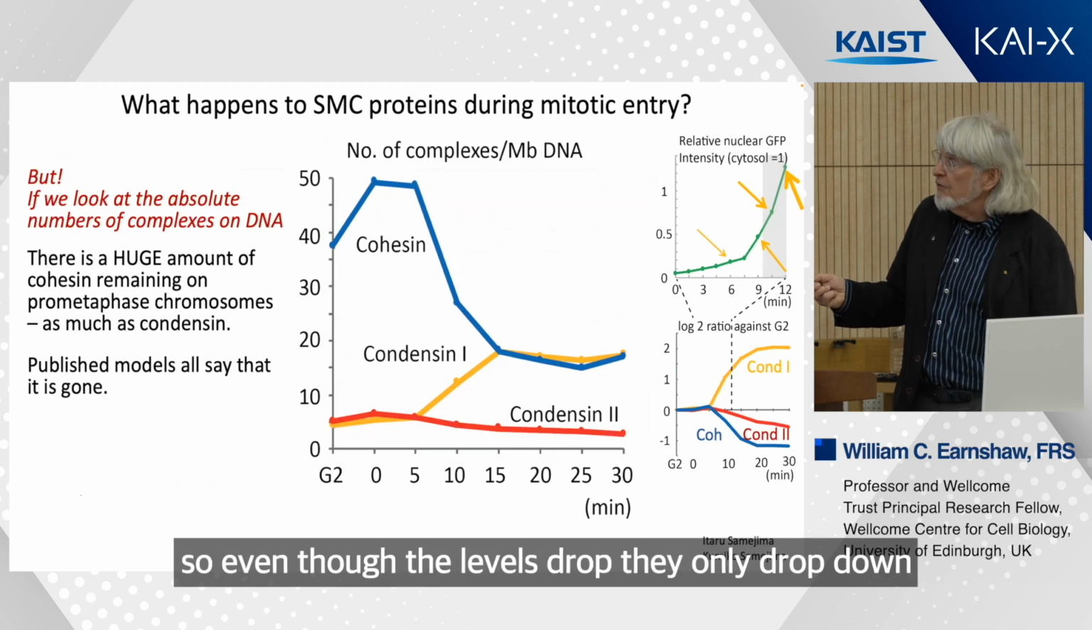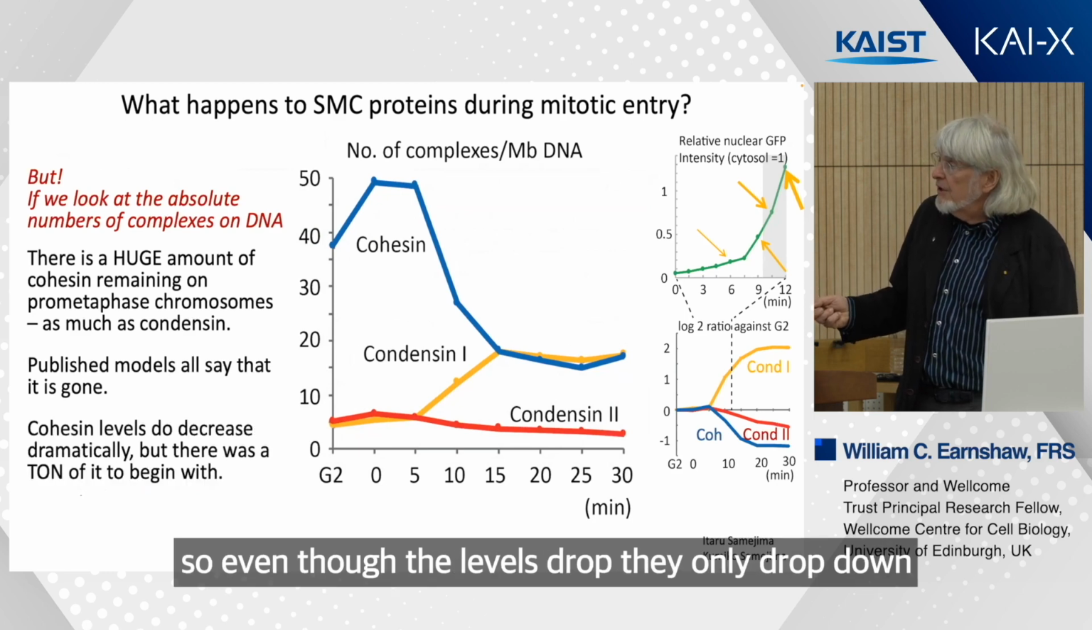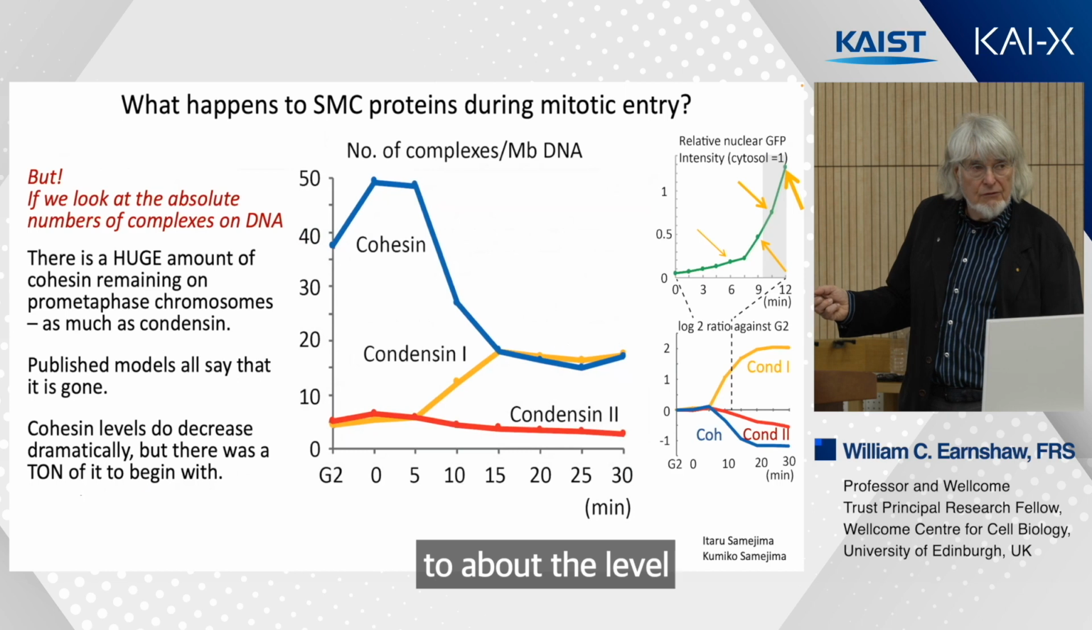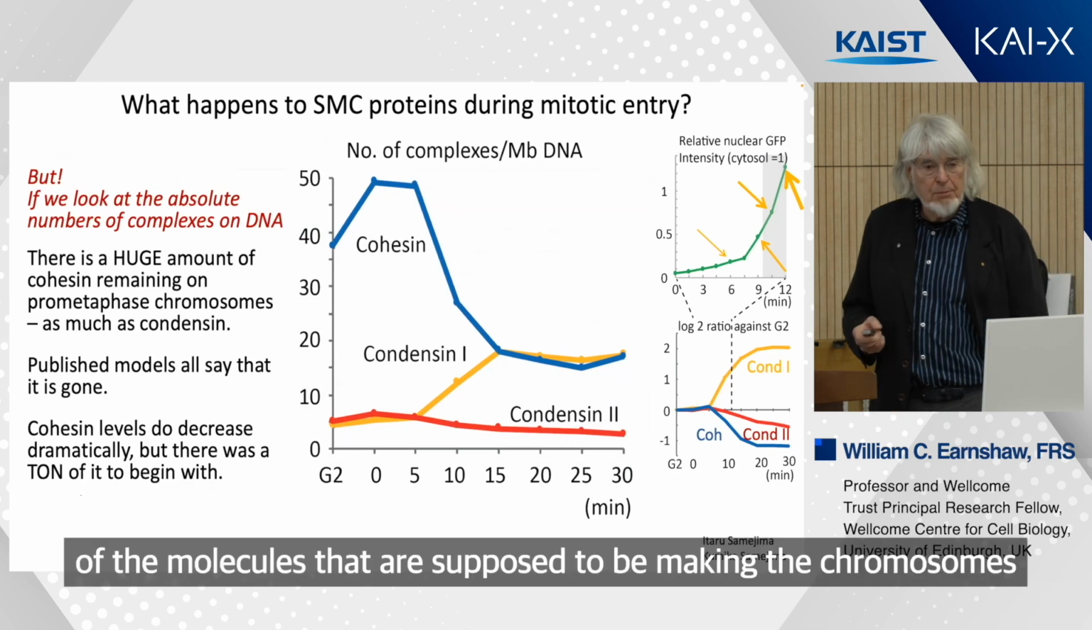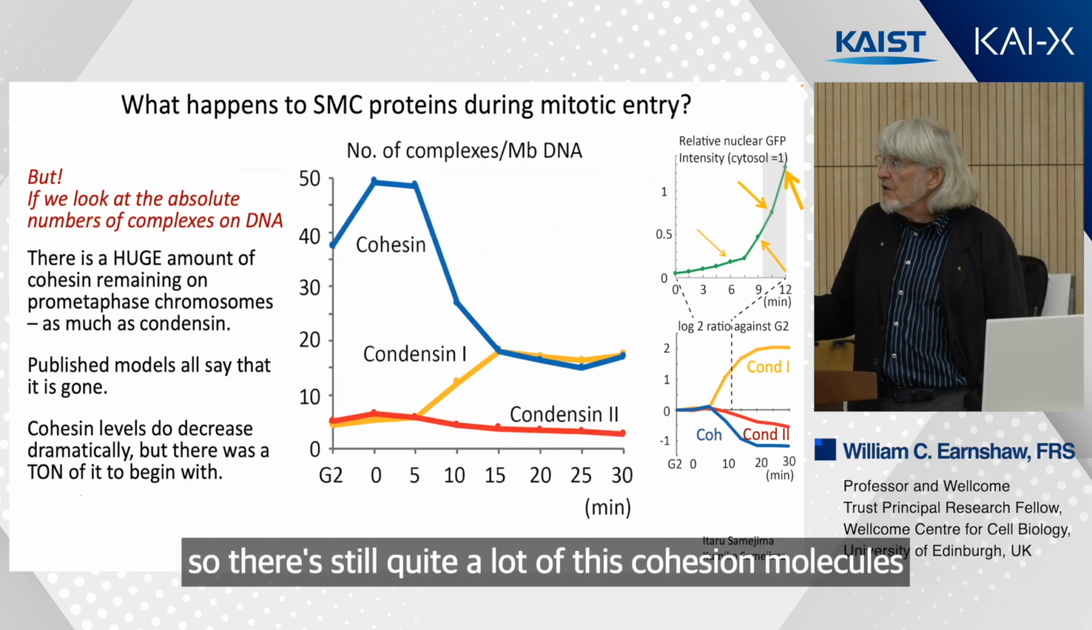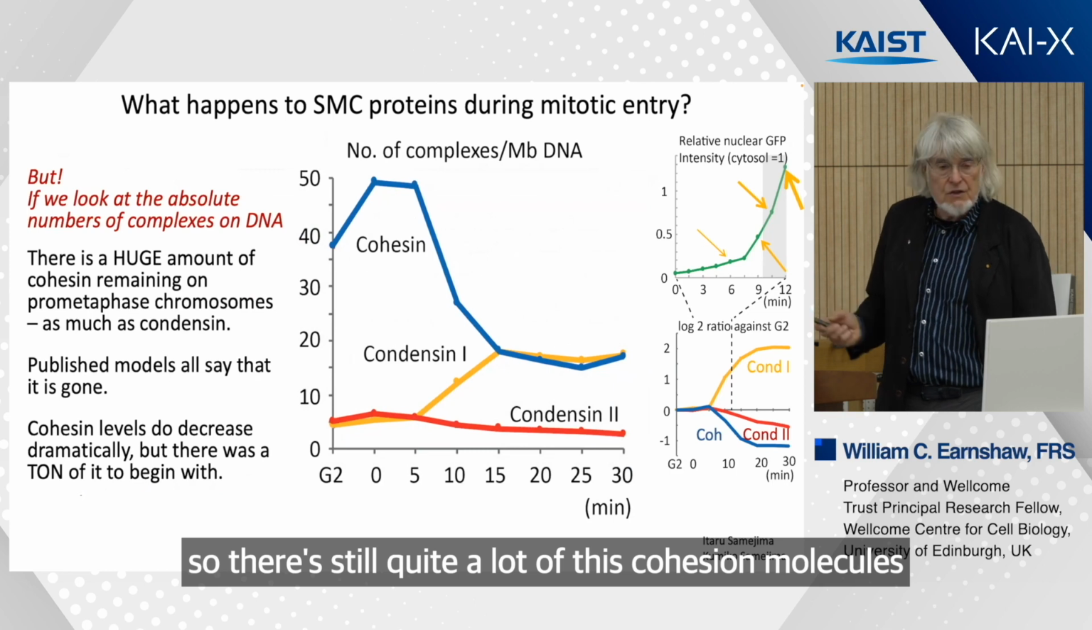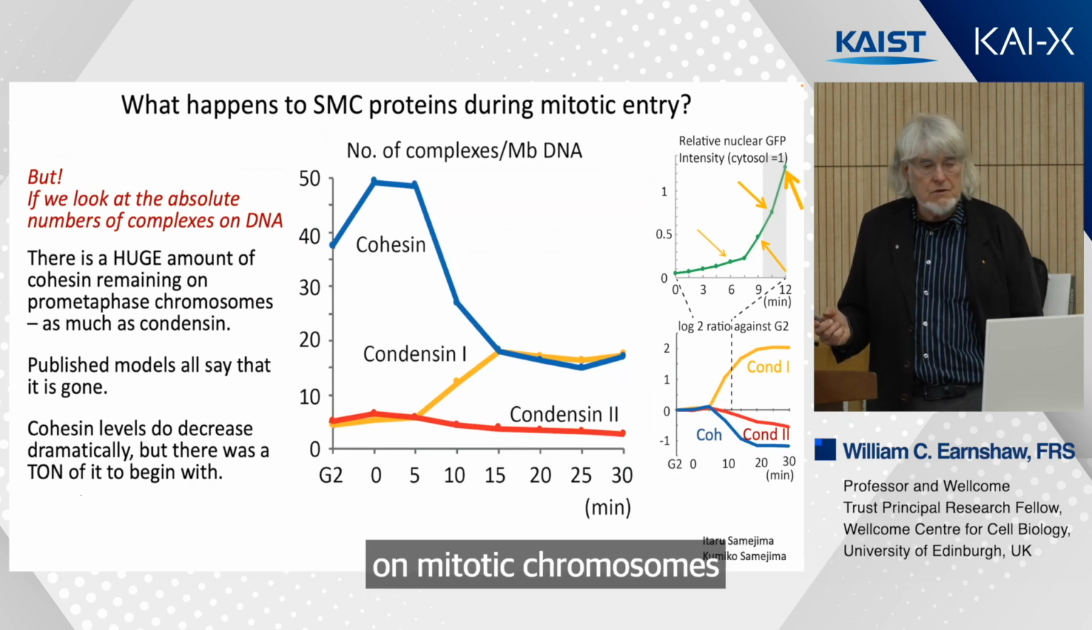So even though the levels drop, they only drop down to about the level of the molecules that are supposed to be making the chromosomes. So there's still quite a lot of these cohesin molecules on mitotic chromosomes.